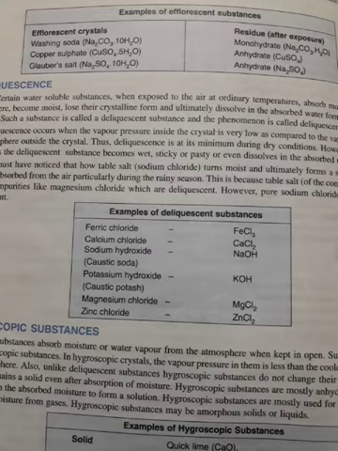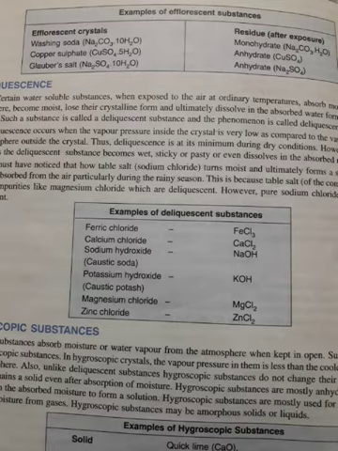Then anhydrous substances do not contain any fixed number of water molecules, like common salt NaCl, potassium nitrate, sugar, and ammonium chloride. All are examples of anhydrous substances. Then certain phenomena, like we will start with efflorescence.